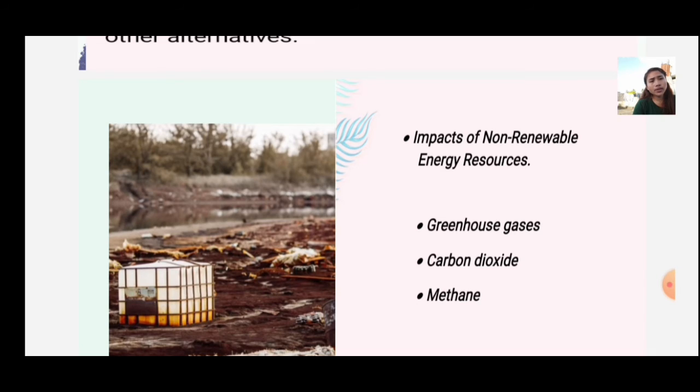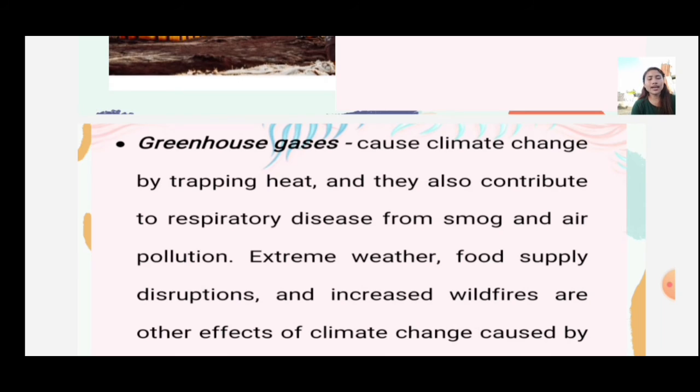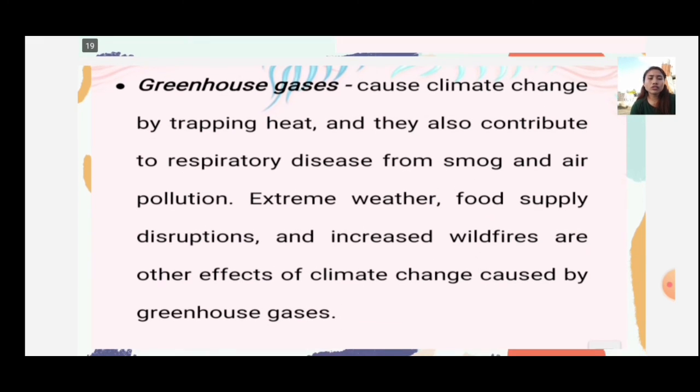So, there are 3 impacts: greenhouse gases, carbon dioxide, and methane. First is greenhouse gases. They cause climate change by trapping heat, and they also contribute to respiratory disease from smog and air pollution. Extreme weather, food supply disruptions, and increased wildfires are other effects of climate change caused by greenhouse gases.